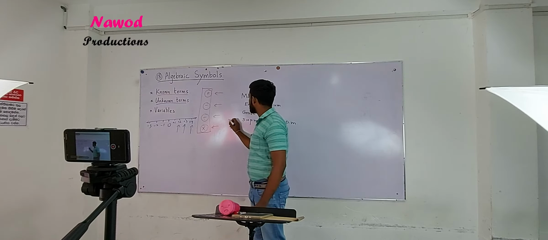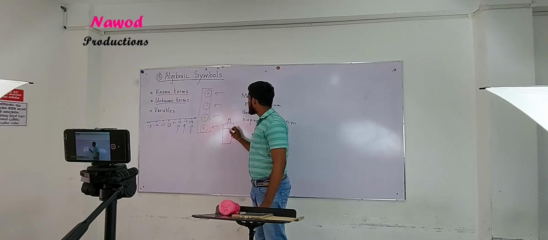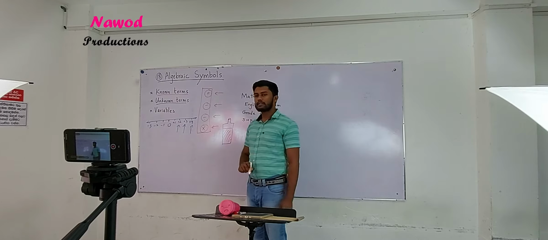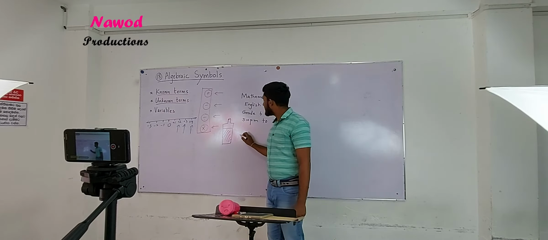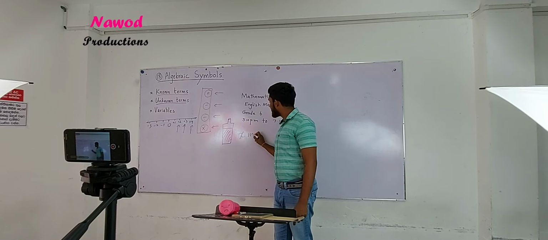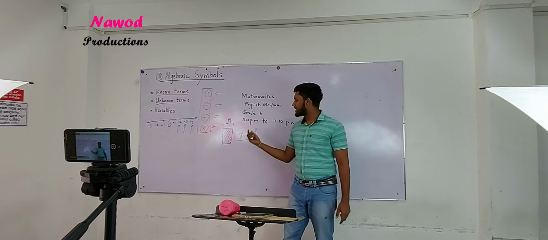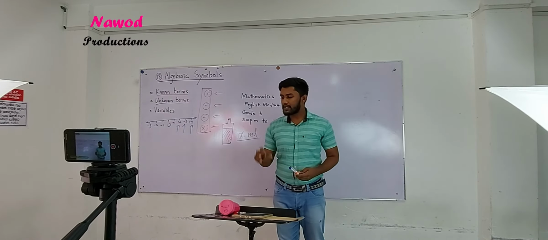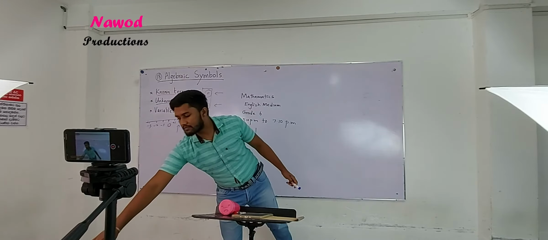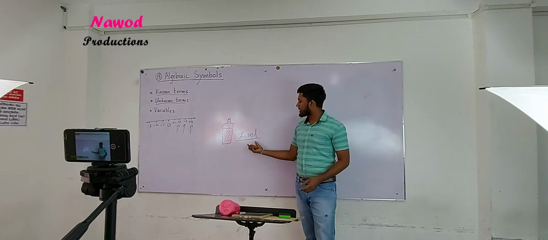If we get a bottle, inside this bottle we don't know how many milliliters there are. Then we say that x milliliters are inside. Alright, this is how we learn unknown terms, children.